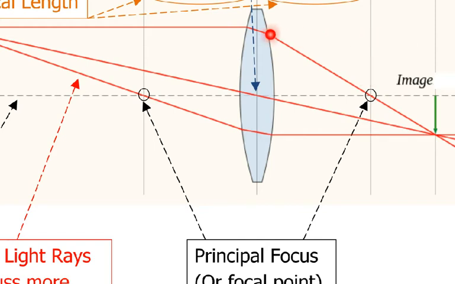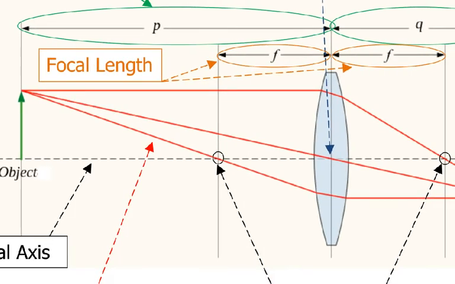Of course, light rays can go both ways through this lens, so there's a principal focus on both sides, and that is the same exact distance from the center of the lens. So this is one distance, this is another distance, same distance, and there's a name for that distance. It's called the focal length of the lens, F. That is the distance from the central axis of the lens to the focal point or the principal focus. So that distance is called the focal length, and obviously there's a focal length on this side, and there's a focal length on this side.